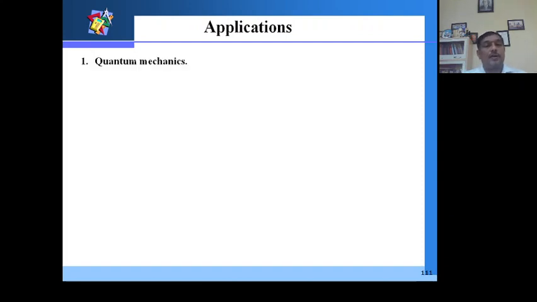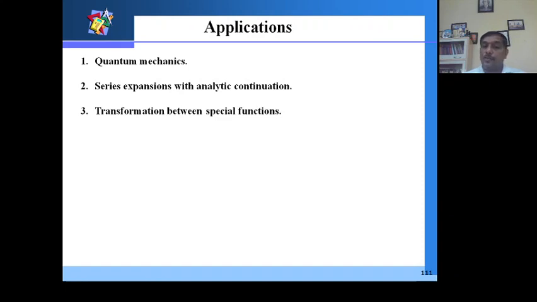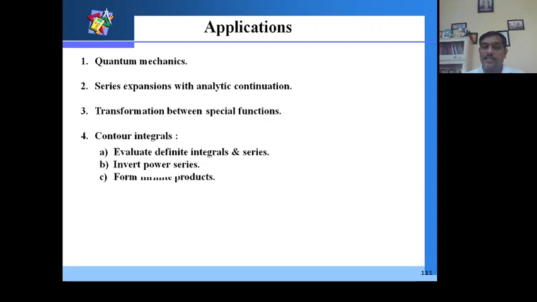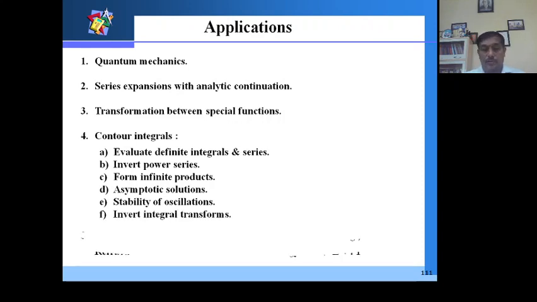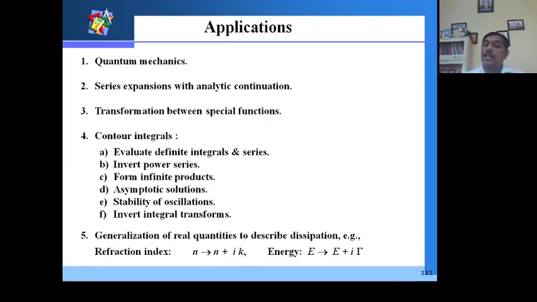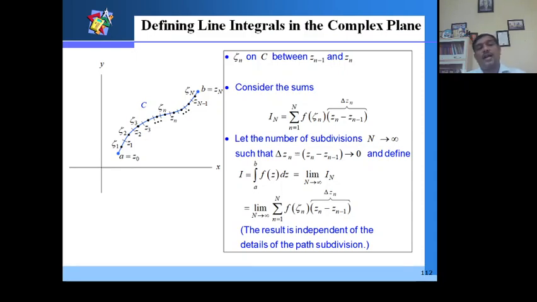There are many applications related to complex integration, for example in quantum mechanics: series expansion with analytic continuation, transformation between special functions, contour integrals, evaluation of definite integrals and series, inverting power series, forming infinite products, asymptotic solutions, stability of oscillation, inverse integral transformation, and generalization of real quantities to describe dissipation, for example refractive index and energy, etc. Now we will start by defining line integrals in a complex plane.